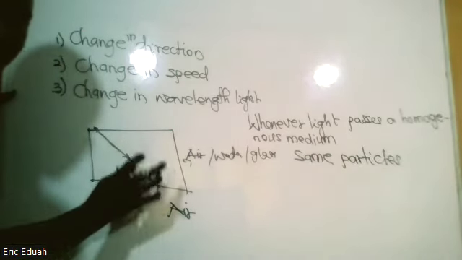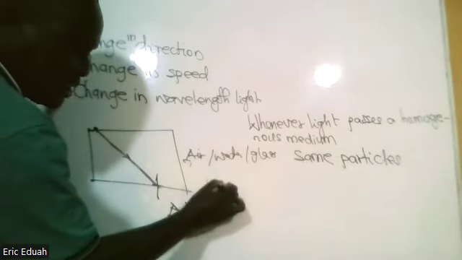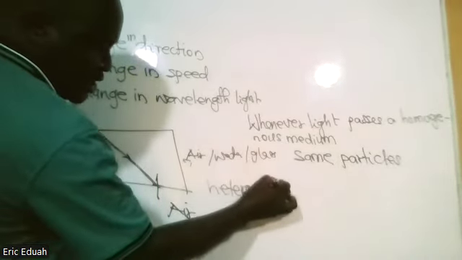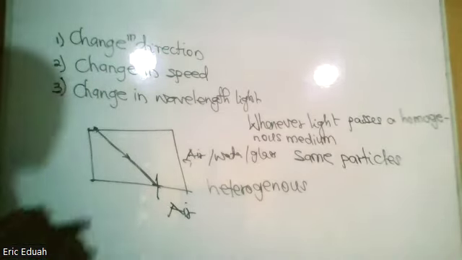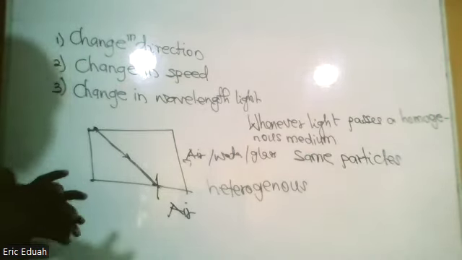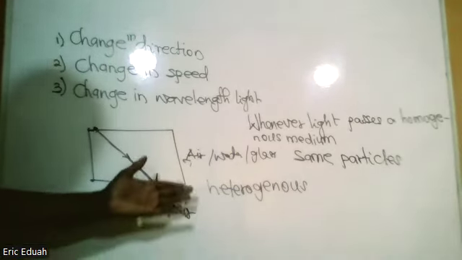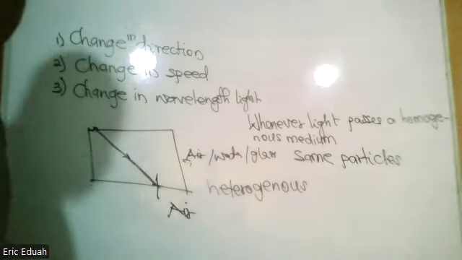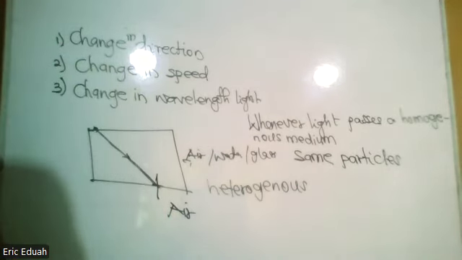Okay? So different media of different molecular or atomic composition, we term this as heterogeneous medium. Heterogeneous medium, meaning different media of different particle composition or atomic composition. So the concept is that when light passes through a homogeneous medium, its path doesn't change, its direction doesn't change, so is its speed. However, when light is moving through a heterogeneous medium, that is when its direction, speed, or wavelength changes. Class, is that okay? Is that understood?